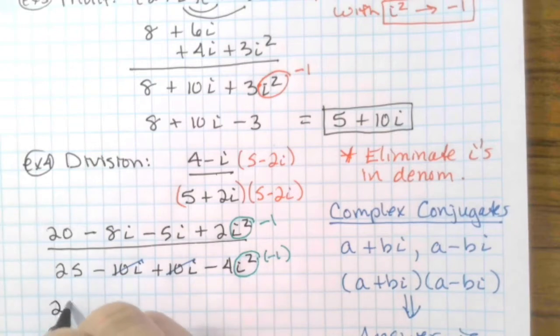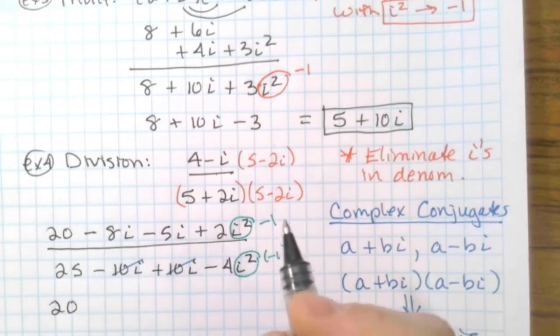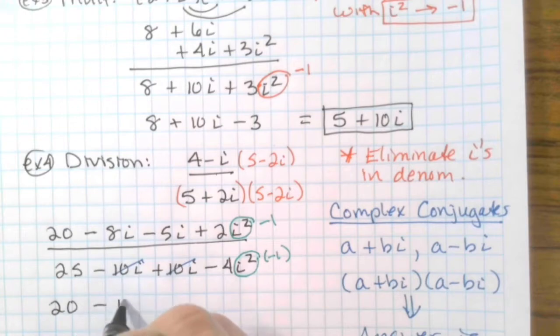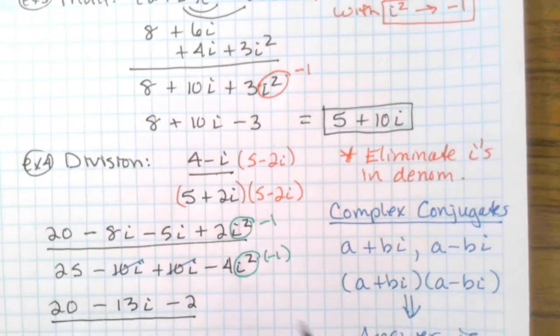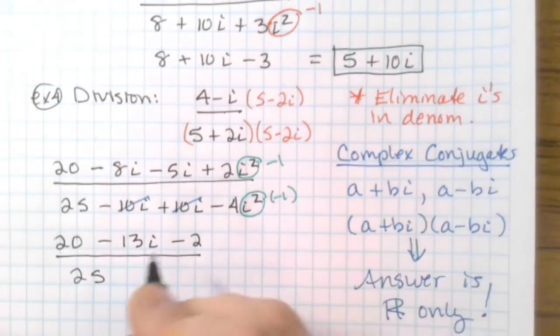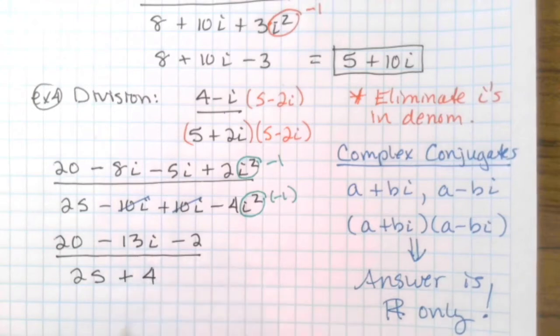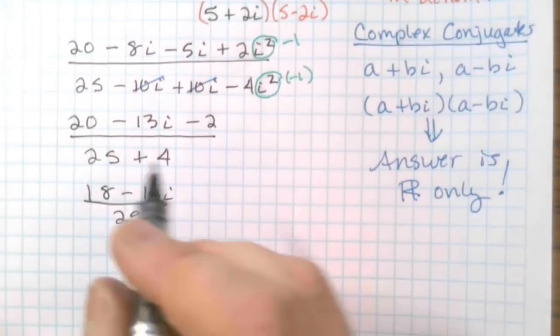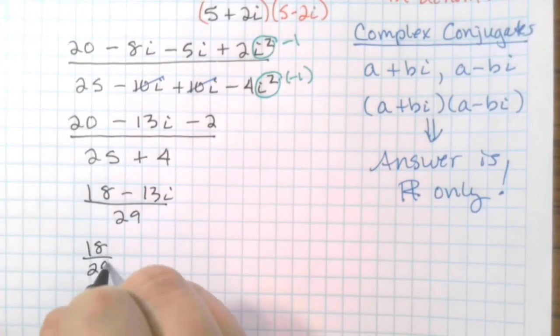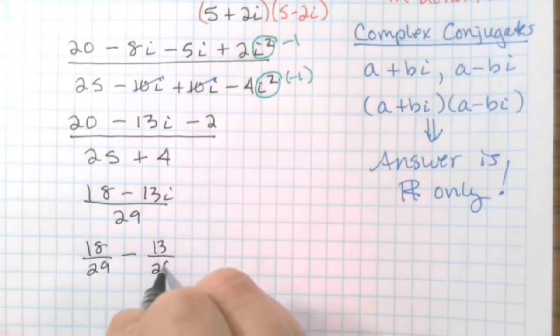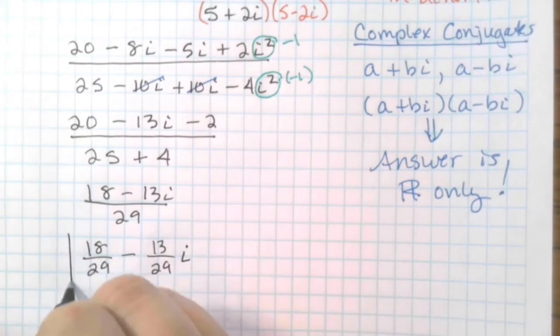So let's see, we've got 20, and then negative 8 minus 5 is negative 13i. 2 times negative 1 is negative 2. On the bottom, I have 25, and negative 4 times negative 1 is positive 4. Continuing to simplify, I get 18 minus 13i over 29. Of course, we need our answer to be in standard form, so split it. 18 over 29 minus 13 over 29, i on the side.